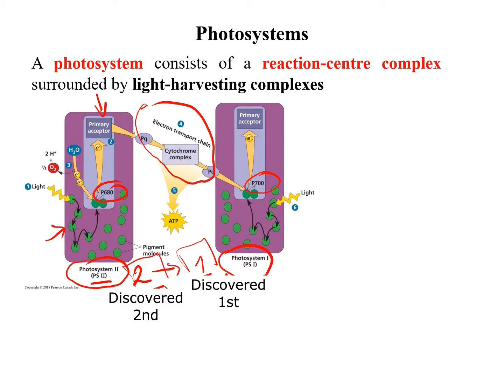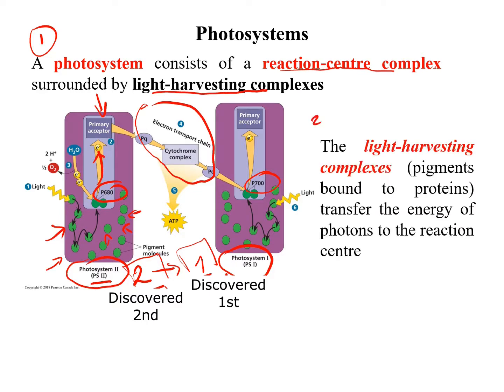So I wanted you to remember first that a photosystem consists of two things: a reaction center complex that is surrounded by a light harvesting complex. And in this light harvesting complex, you have pigments and different proteins that allow this molecule of water that broke into two to increase the energy level of the electrons. Second, the light harvesting complex is formed by pigments bound to proteins that transfer photons to the reaction center. So as I said, they move from here to here.